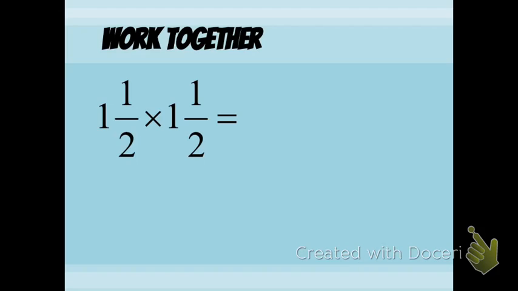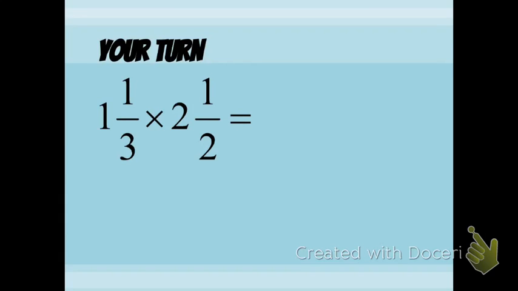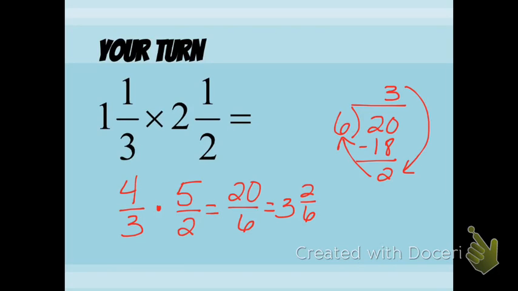All right? I want you to do the next one without my help. So do 1 1/3 times 2.5 and see what you get. All right, raise your hand if you got this answer, 3 2/6. I got 3 and a half. Raise your hand if you think this is not the correct answer. Good. Some of you noticed it.